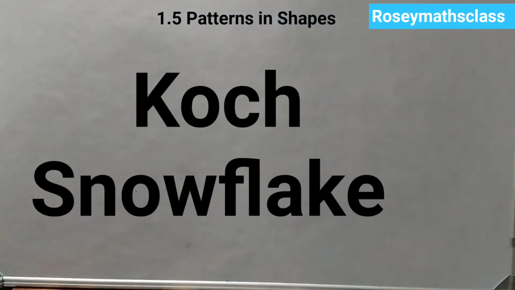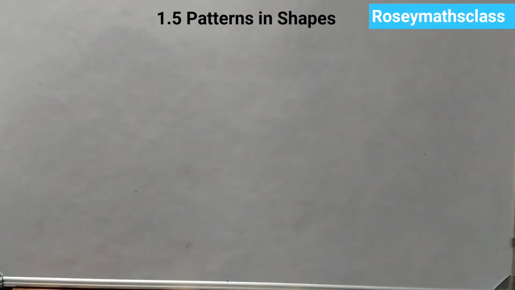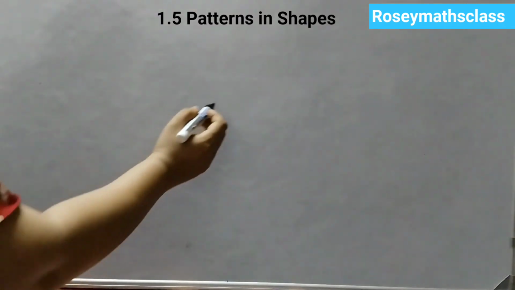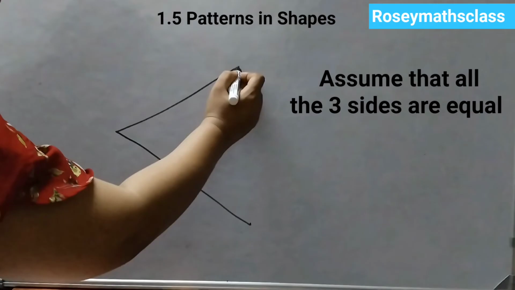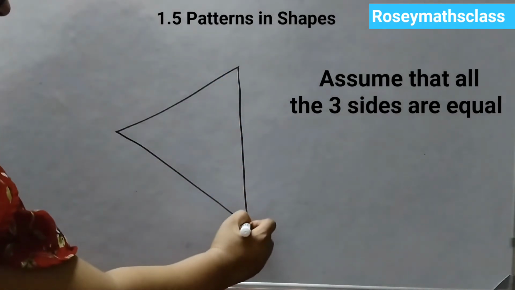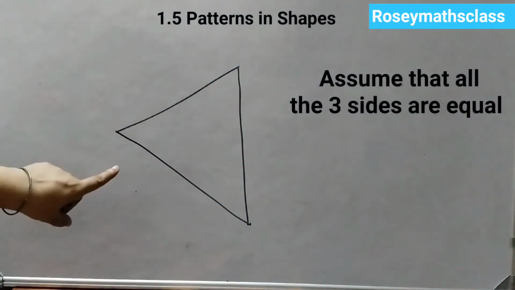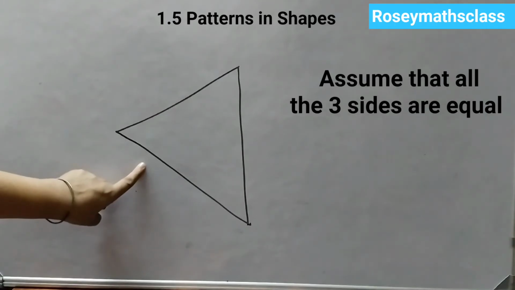The last sequence is Koch Snowflake. I will draw just one triangle, and in that same triangle I will show how the sequence changes. So let's draw a big equilateral triangle. That means all the 3 sides are equal. All 3 sides are equal. This is the first picture given in the sequence.